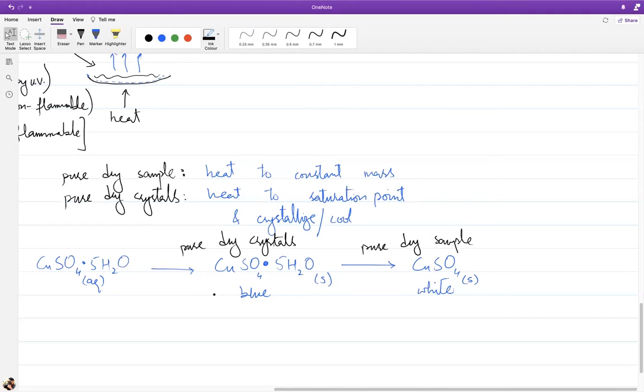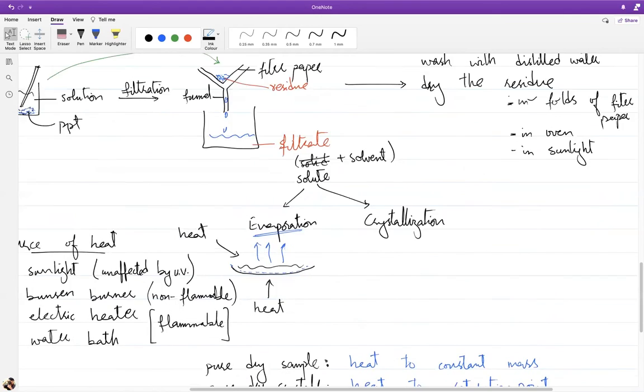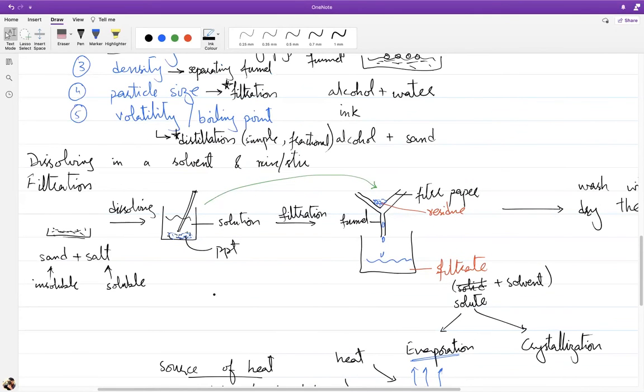So that is how things heat, or that is how things eventually dry. So you have to take care as to what the examiner is asking. अगर उसने आपसे कहा है ना, so अब एक दफा दोबारा इसको देखते हैं. उसने आपसे कहा है, you have a mixture of sand and salt, find pure dry crystals of salt.